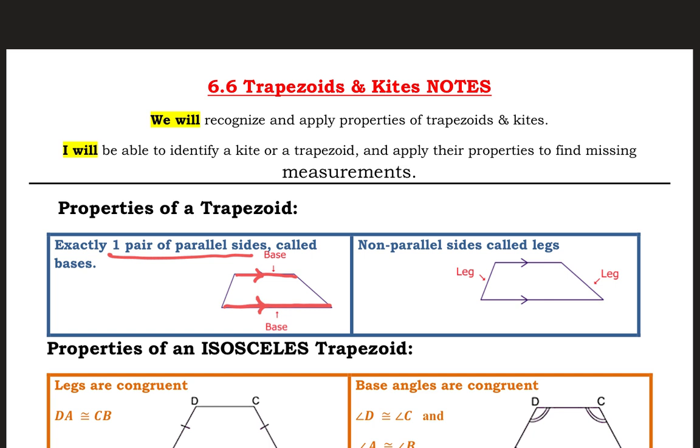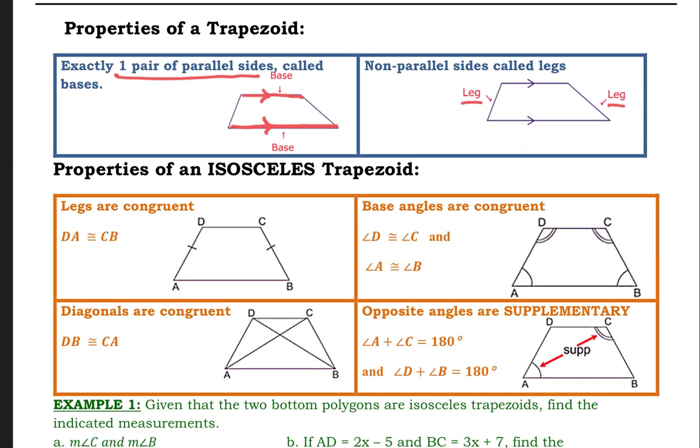The second part just says the non-parallel sides. These are called legs. So the sides that do not have the arrows, that are not parallel, are just called the legs. All right, and that's it for just the trapezoid, just 1 set of opposite parallel sides. But when we get to the isosceles trapezoid, then that one has more.